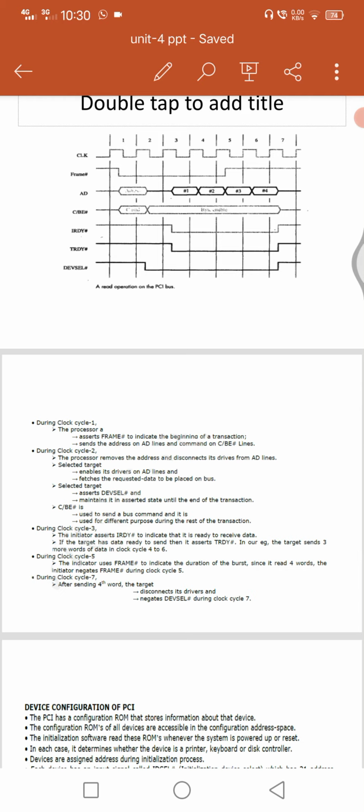During clock cycle 7, after sending the fourth word, the target disconnects the drives. That means after the transaction, it disconnects the drives and negates DEVSEL during clock cycle 7. This is how we perform the read operation.